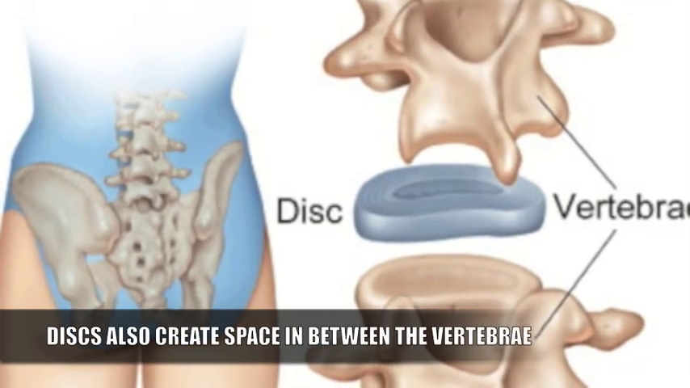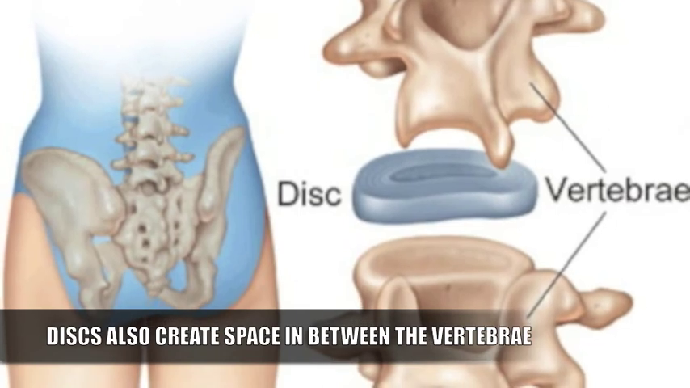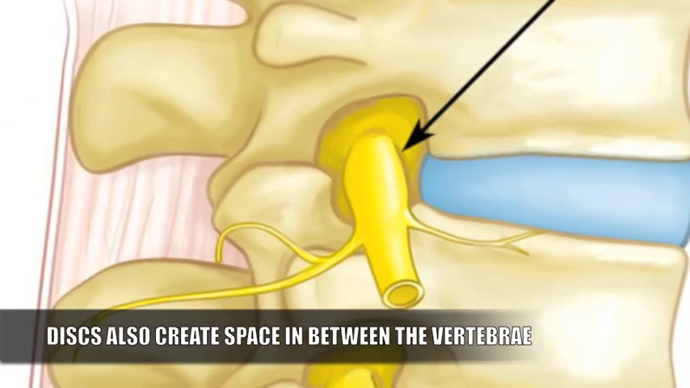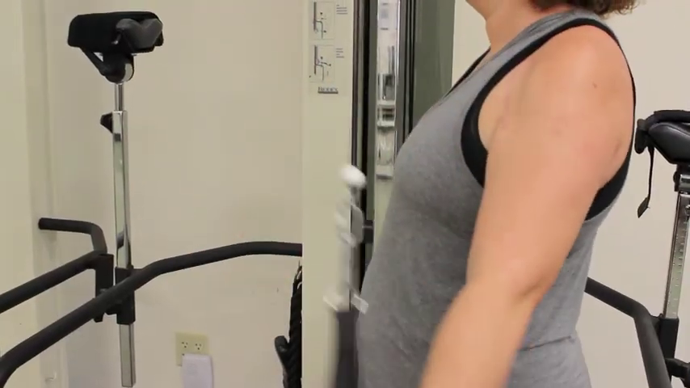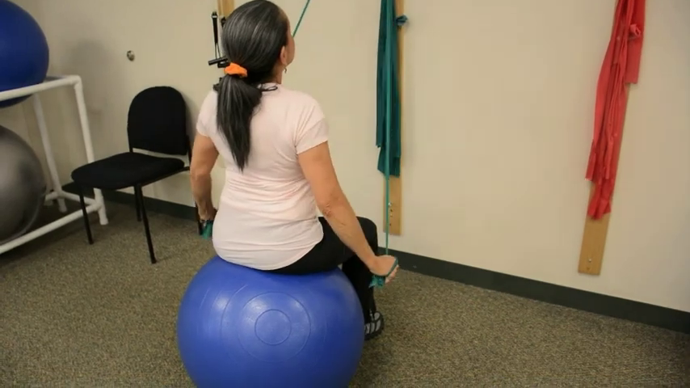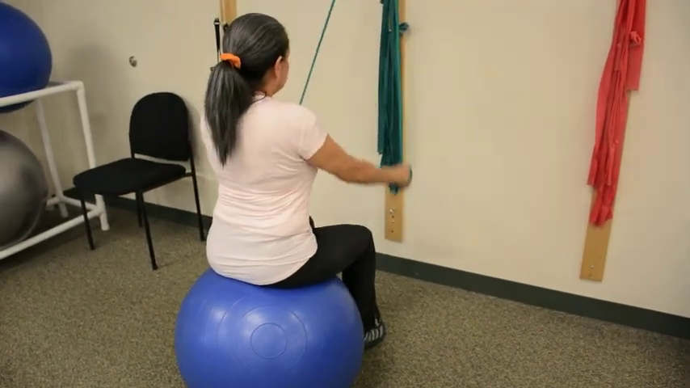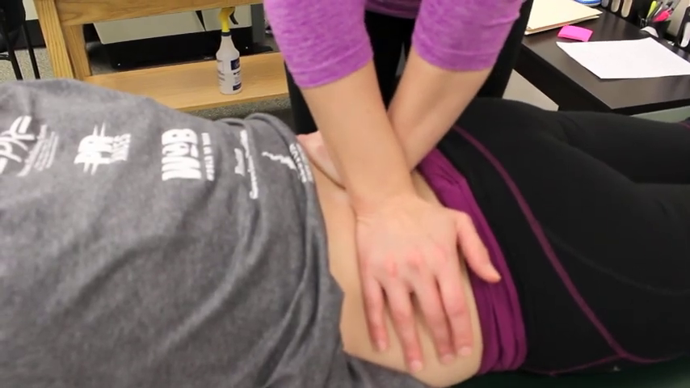Also, the disc creates space in between the two vertebrae. That space is important because, as we'll talk about in a little bit, a nerve comes out of that space and travels into your arm or your shoulder blade if it's your neck, your trunk if it's your upper back, and then your buttocks or your legs if it's your lower back. So the main purpose of the disc is to create that cushion and to create that space.